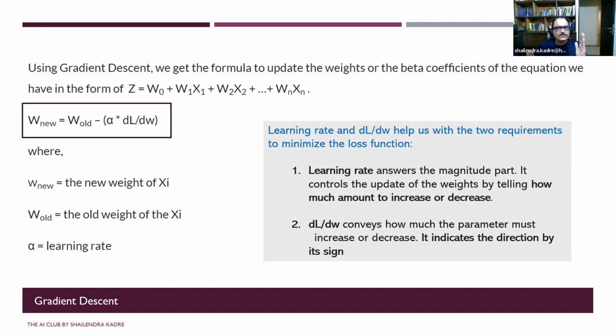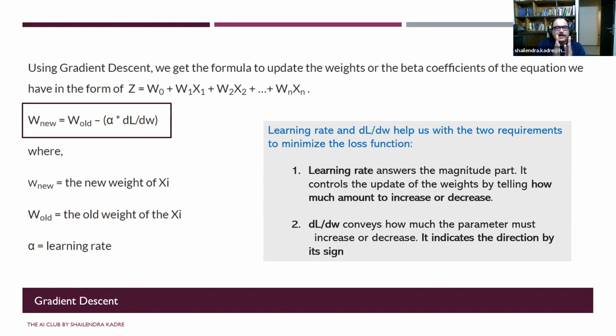This is a very simple formula. And what is alpha? Alpha is a learning rate. What does it mean? Whatever the magnitude of dl by dw is, suppose dl by dw comes out to be 10, we will not deduct the entire 10 from the w old. We'll take a fraction of it. So if alpha is say 0.1, then 0.1 into 10 will be 1. So we'll deduct only 1. How much of the partial derivative we have to deduct from the old value of weight to get the new weight is determined by the learning rate.